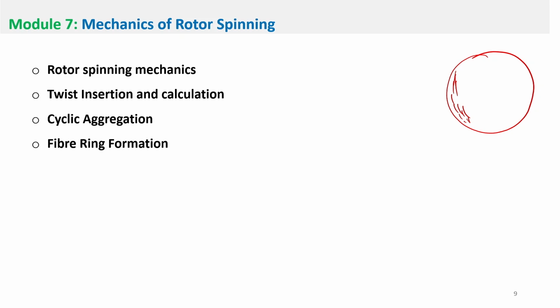Then fiber ring formation, fiber flow calculation. So, how the fiber is flowing from the opening roller up to the bobbin formation, that we will calculate. Okay.